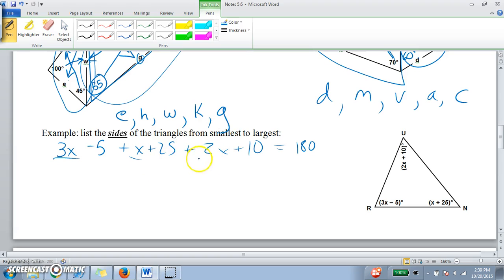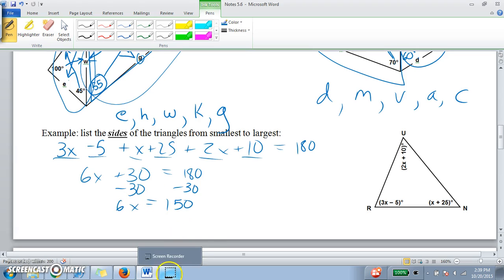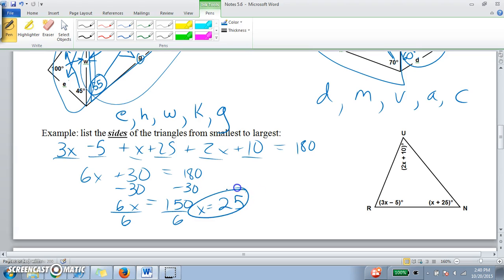3x plus x is 4x plus another 2x is 6x. Negative 5 plus 25 is 20 plus another 10 is 30, equals 180. Now I have to subtract 30 from both sides. 150 equals 6x. When I divide by 6, I get that x is 25.